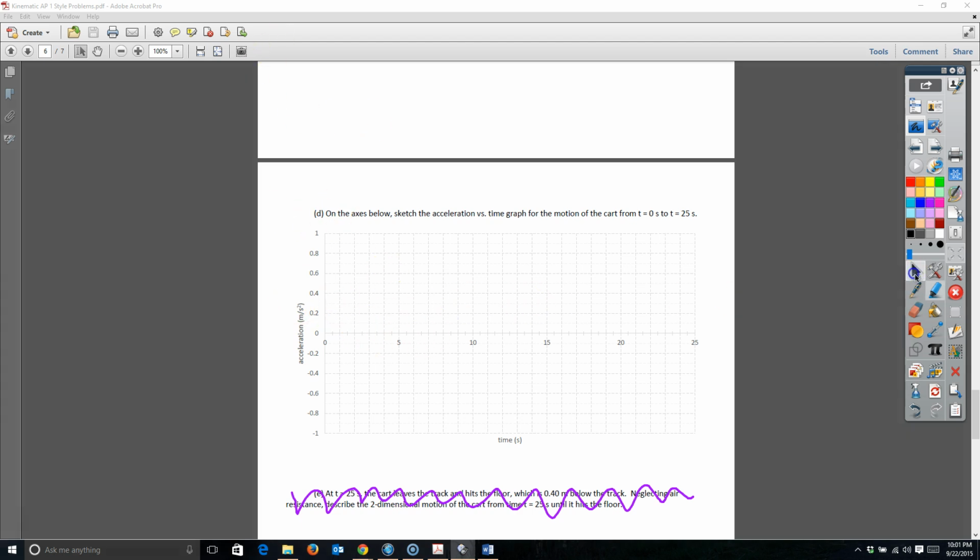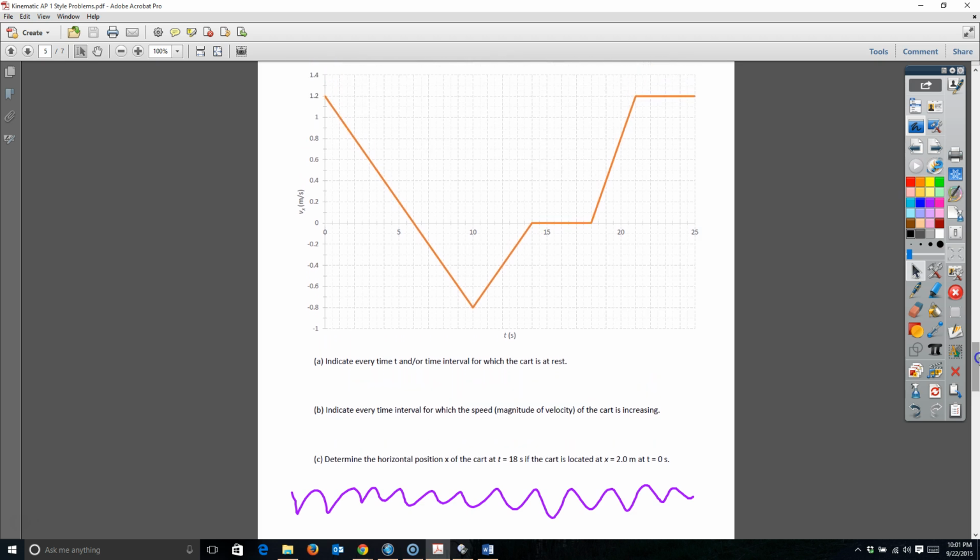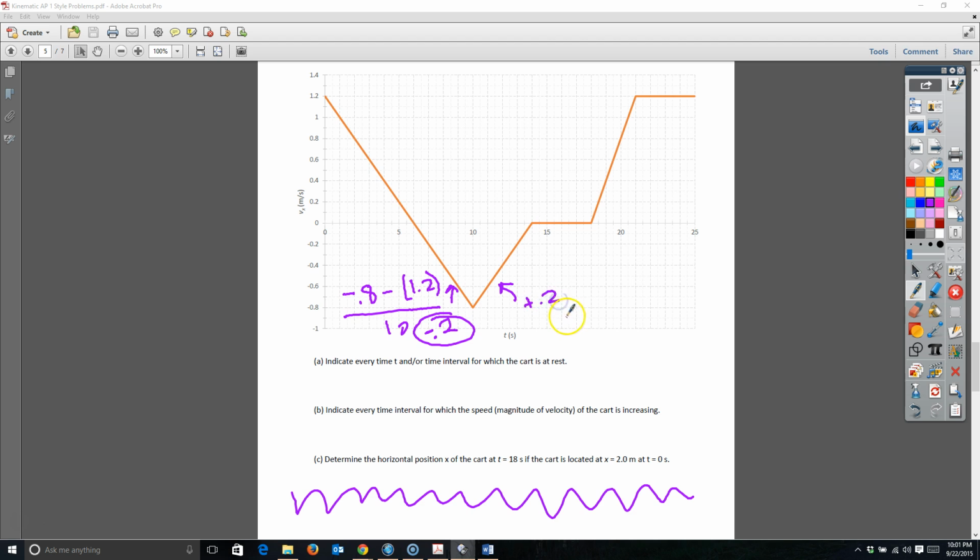When we look at our graph here of velocity versus time, we know the slope of this line is acceleration. So let's go ahead and just find these values first. This would be negative 0.8 minus positive 1.2, and we're going to divide that by the time, which is 10 seconds. If I add these together, I'm going to get 2, and 2 over 10 is going to be 0.2, and it's negative meters per second squared. So that's what this one is. This one has the same slope, but it's in the positive direction, so it's positive 0.2.